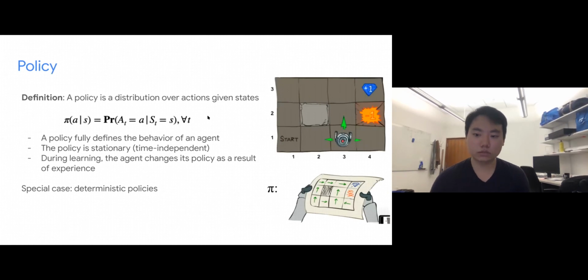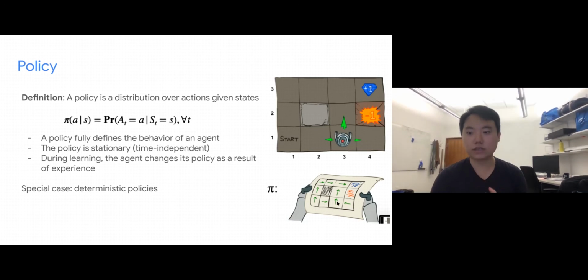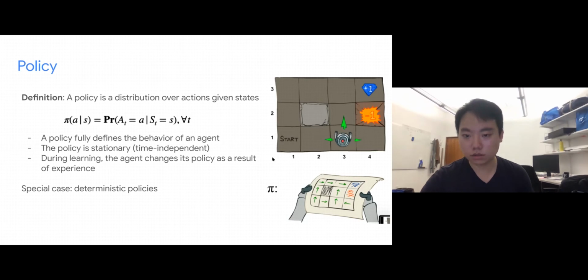And the whole goal of reinforcement learning is to learn a policy. And a policy describes a distribution over actions given a particular state, pi of a given s, which basically tells you, for all states that the agent could possibly be in, what is the distribution of actions that I should take in order to maximize my long-term cumulative reward.